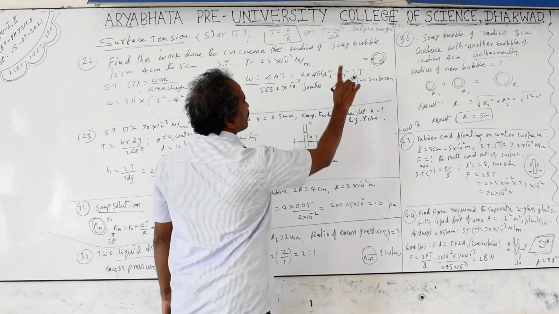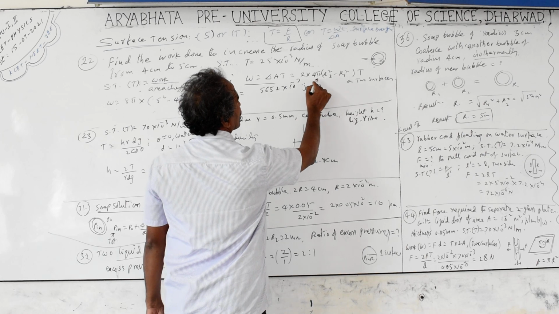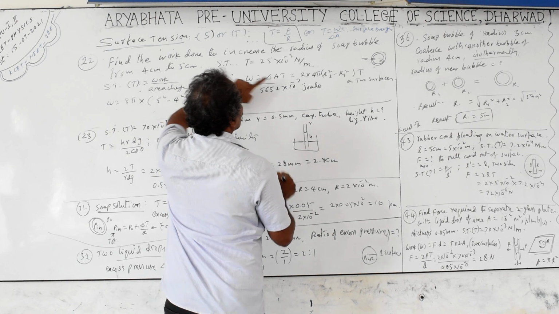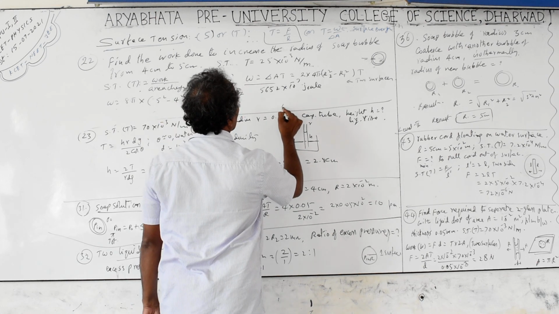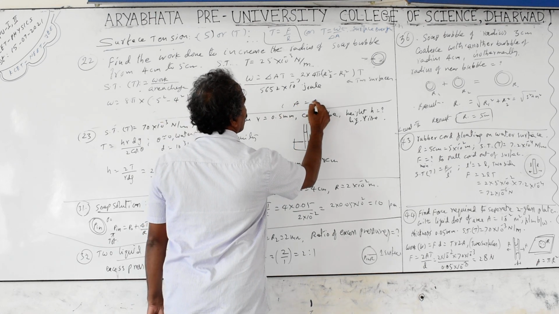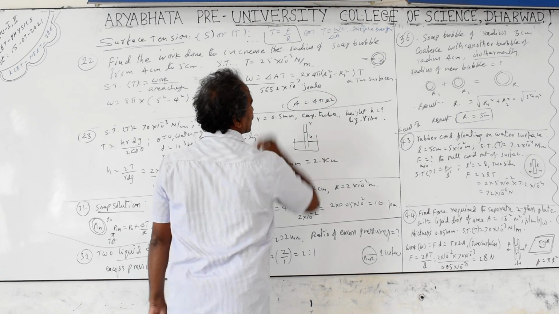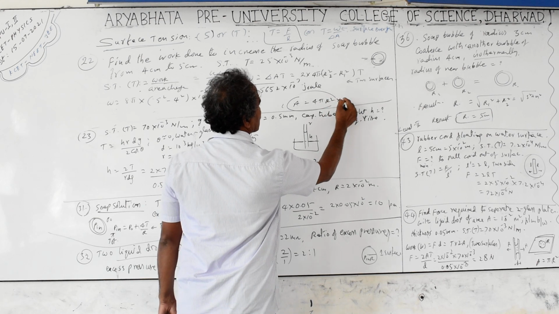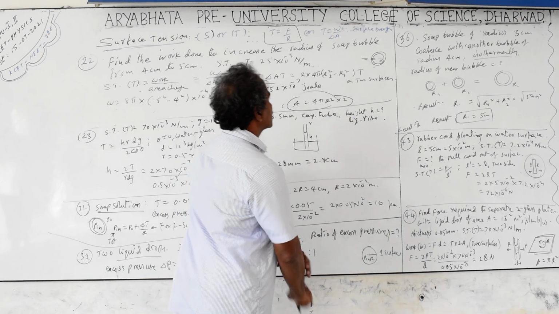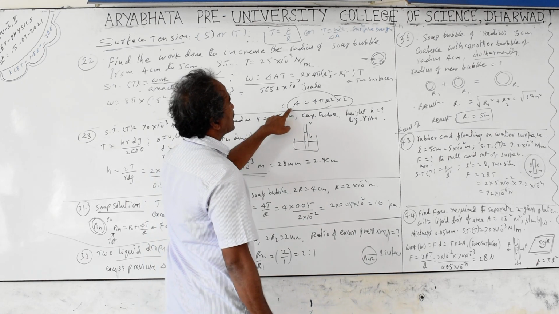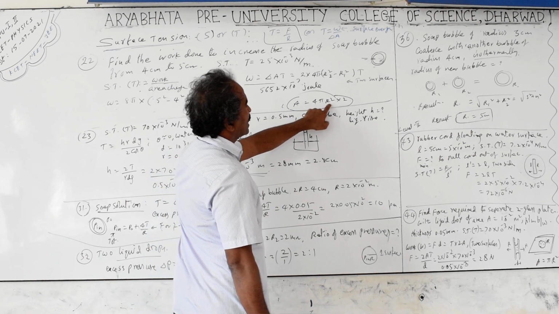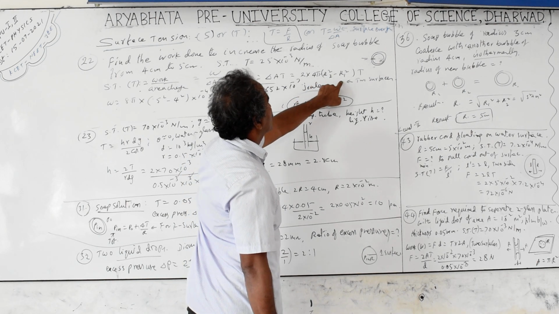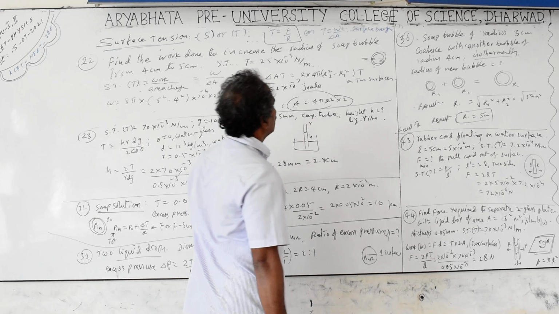But for a liquid drop there is a single surface. This is not a liquid drop, it is a soap bubble. Soap bubble means two surfaces will be there. So the area is 4 pi r square for one surface, into 2 means 8 pi r square is the surface area. But the surface area is changing, so delta A is delta r square. Don't take r2 minus r1 whole square, take r2 square minus r1 square.